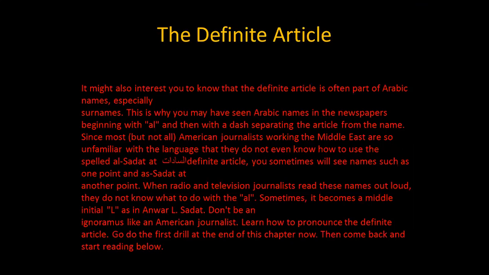You might also be interested to know that the definite article is often part of Arabic names, especially surnames. This is why you may have seen Arabic names in the newspaper beginning with al and then with a dash separating the article from the name. Since most, but not all, American journalists working in the Middle East are so unfamiliar with the language, they don't even know how to spell it, and you will sometimes see names such as El Sadat or as-Sadat.